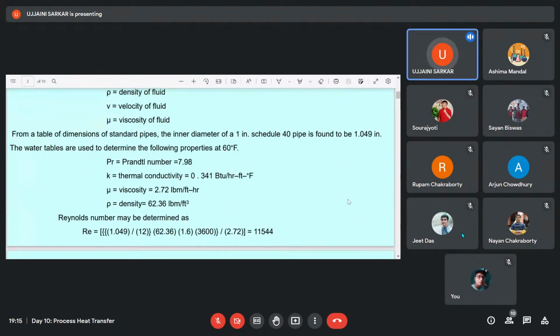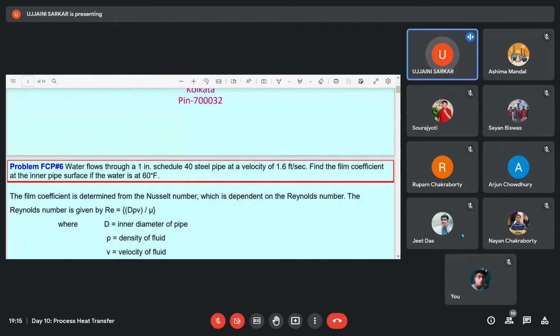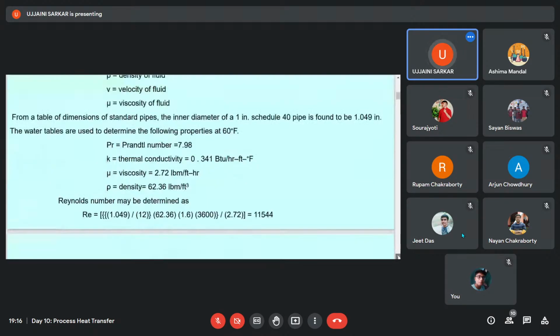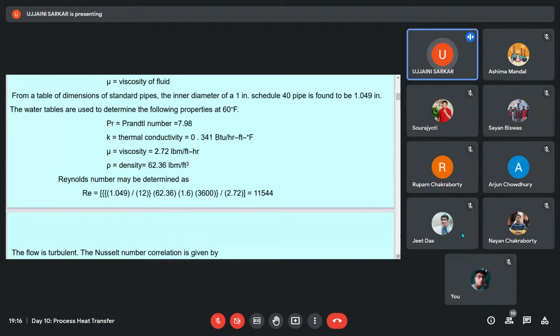So now please check the Reynolds number value. Velocity is given, it is 1.6 feet per second. So what is the value of Reynolds number? Please check whether it is coming 11,544. If that is the correct value, then you are in the turbulent regime. So we can directly use the Dittus-Boelter equation for finding out small h for flow through pipes under turbulent condition.